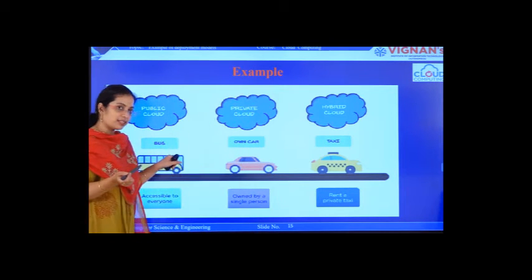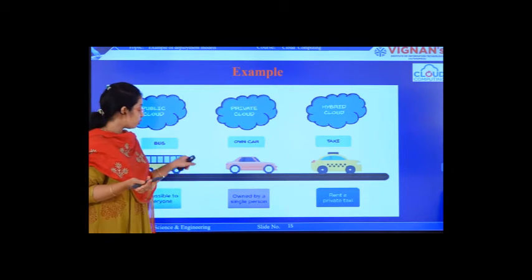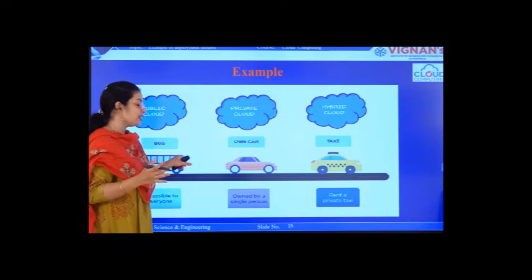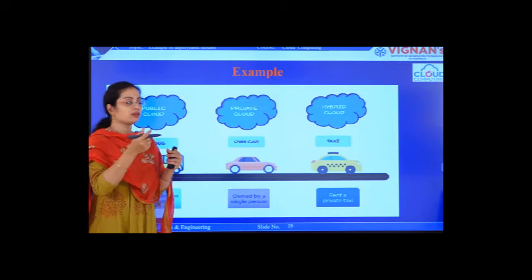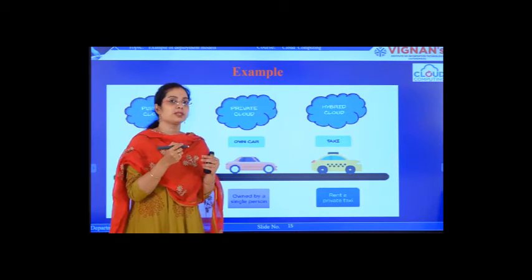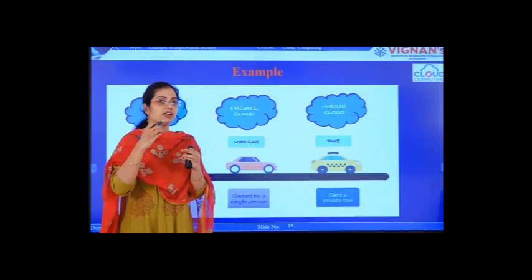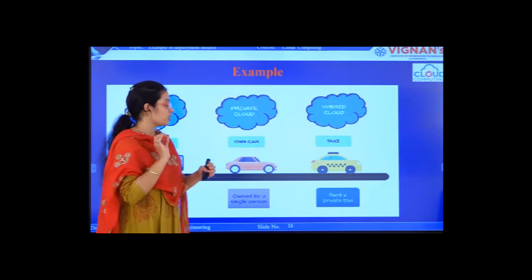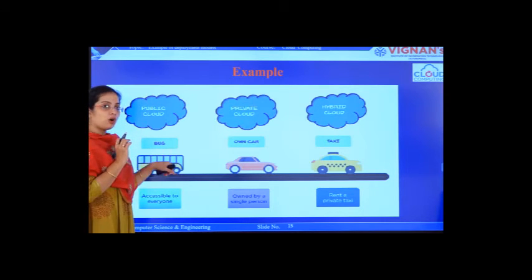Here in this example, public means it is accessed by anyone. In an RTC bus or any bus, a number of users are accessing it at a time, with their own requests and requirements. For example, consider an RTC bus. It starts from the source to the destination. Based on the user's requirement, they board the bus, get down, and pay only for their journey from source to destination. So, the platform is shared by everyone commonly.